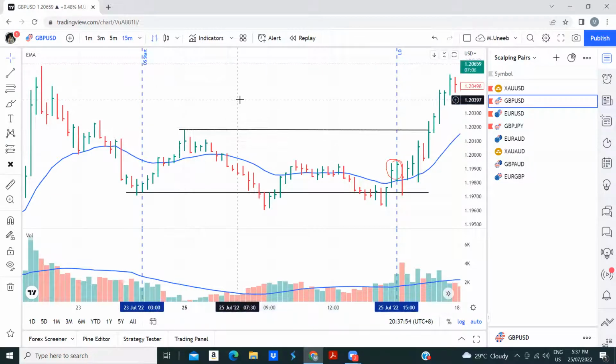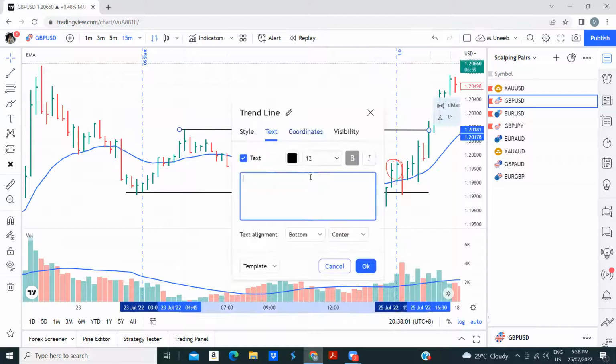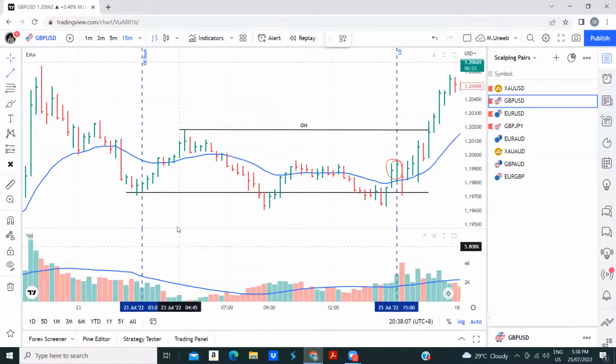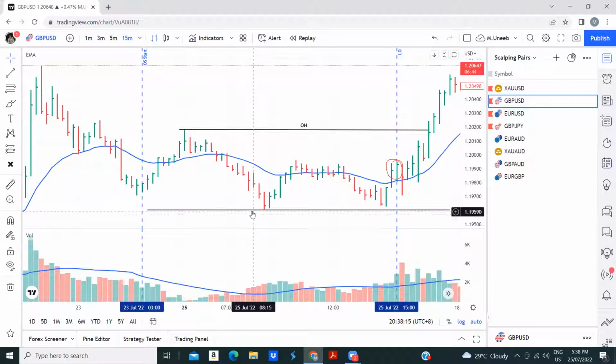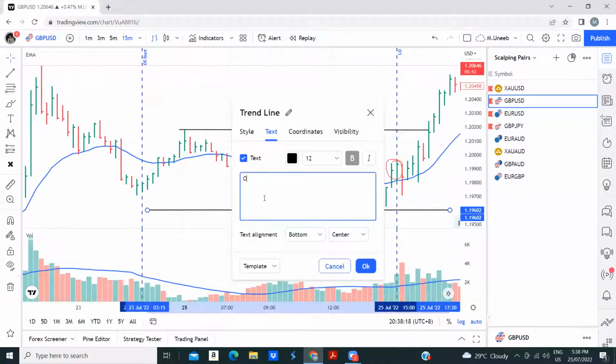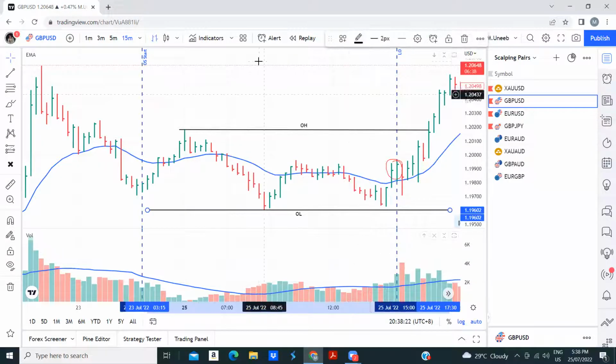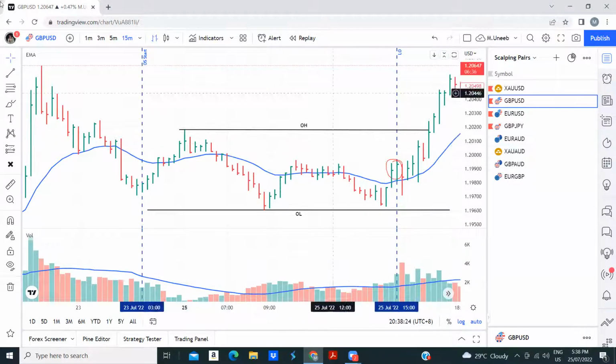Okay, we would mark this as overnight high top. All right, and this one would be the lowest point here. Overnight low, right? Okay, it's London Open, everything is done.